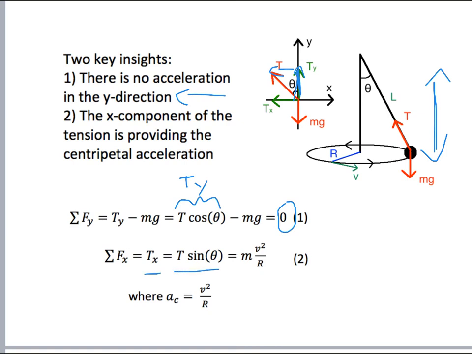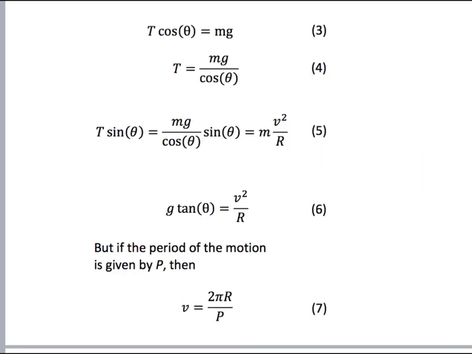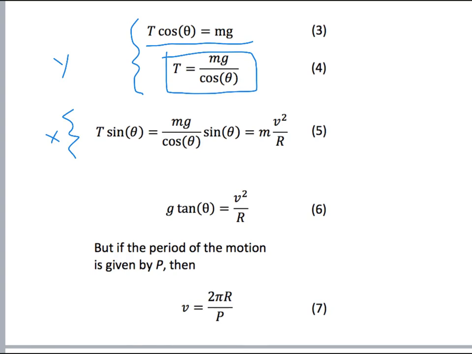Now that's not got a 0 acceleration, that's got a centripetal acceleration, and so it's equal to mv squared over r, where v squared over r is the centripetal acceleration. Okay, so what we have here is this is from the y equation, and this is from the x equation. And from the y equation, we got that T times the cosine of theta equals mg, and that lets us solve for the tension, which is going to be mg divided by the cosine of theta. And that was what the first part of the problem asked us to find. It said, find the tension.